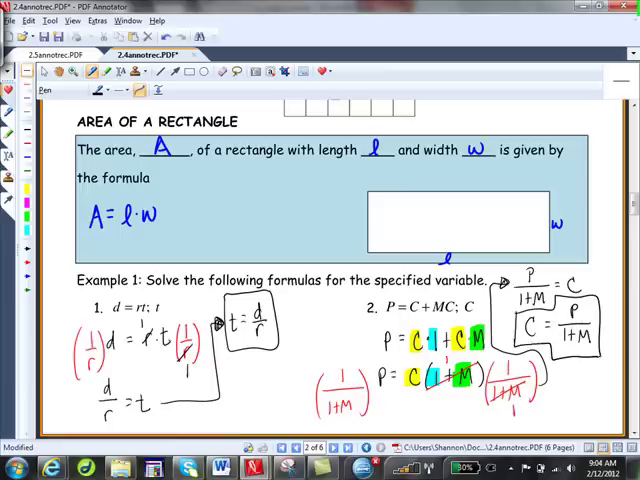That's kind of like an isolate the formula for the specified variable problem that's on steroids. I mean, that's a hard one. If you got that one, you should be proud of yourself. All right. Next step.